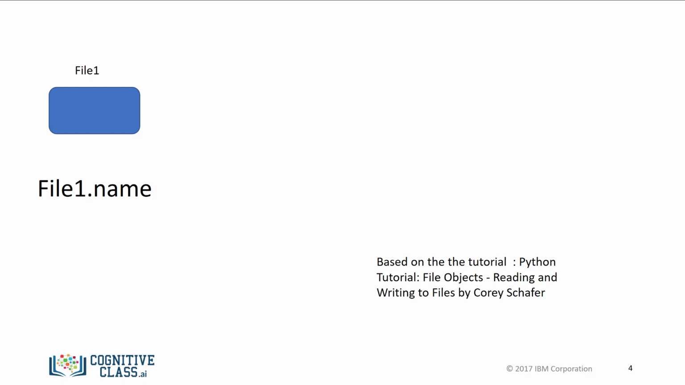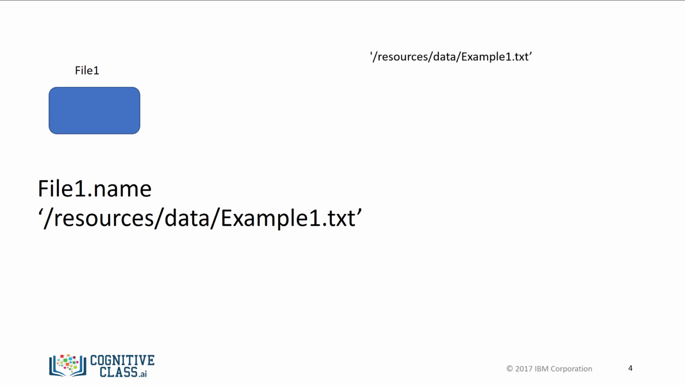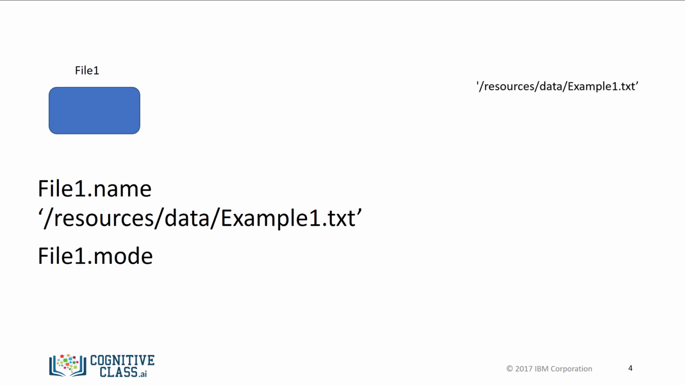We can now use the file object to obtain information about the file. We can use the data attribute name to get the name of the file. The result is a string that contains the name of the file. We can see what mode the object is in using the data attribute mode, and r is shown, representing read. You should always close the file object using the method close.